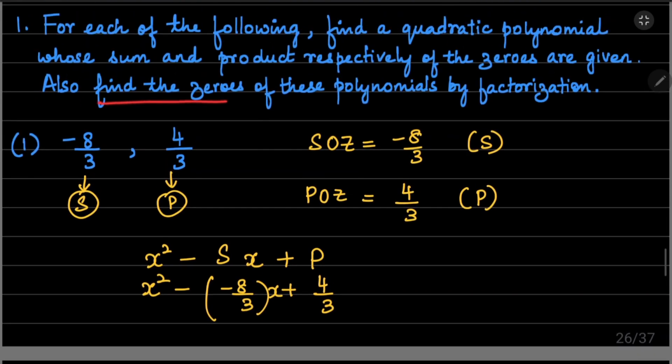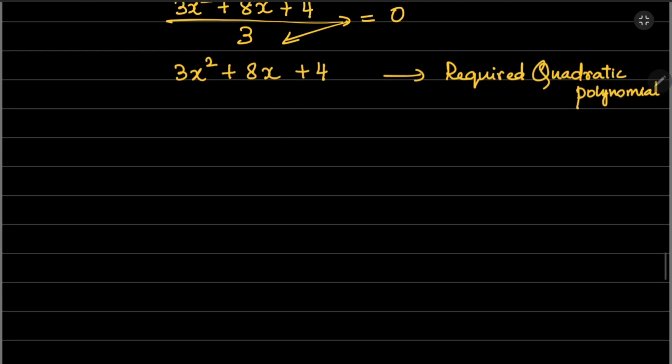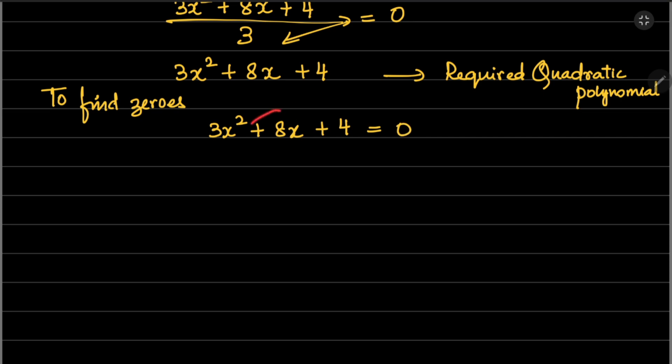Now, after that, you also have to find the zeros of these polynomials by factorization. So now, in order to find the zeros, you have to equate the polynomial to 0. So 3x square plus 8x plus 4 equal to 0. In order to do the factorization, what is the sum? The sum is just b, that is plus 8. And what is the product? A into c, so 3 into 4, which is 12. So you have to find two numbers whose product is 12 and sum is 8.